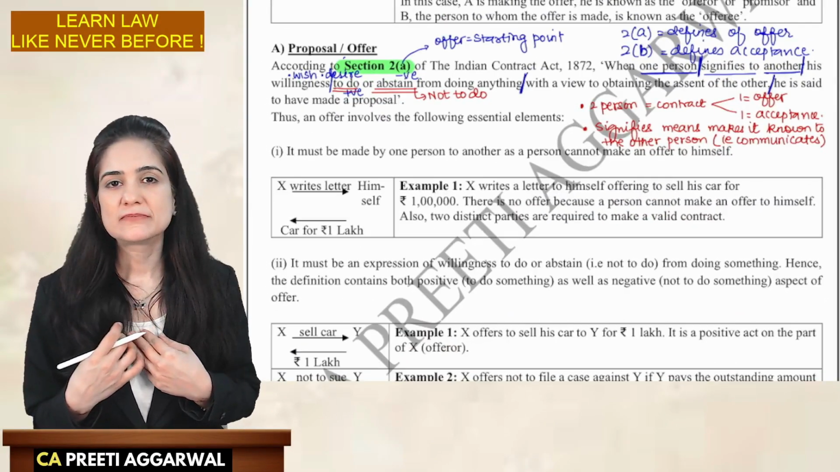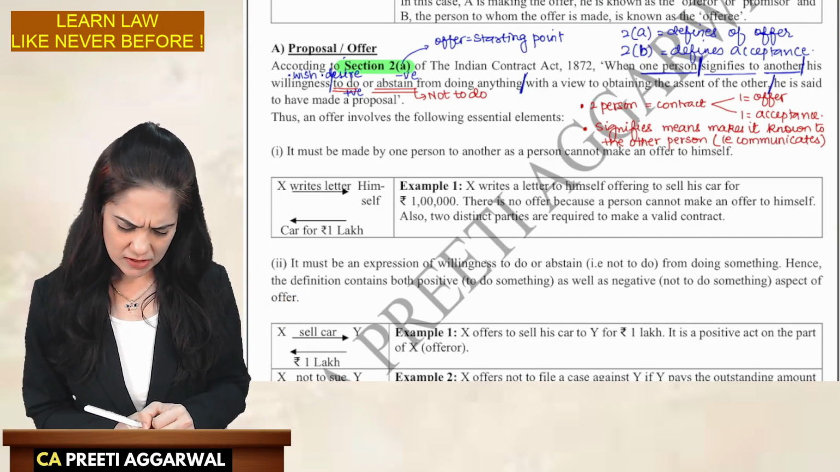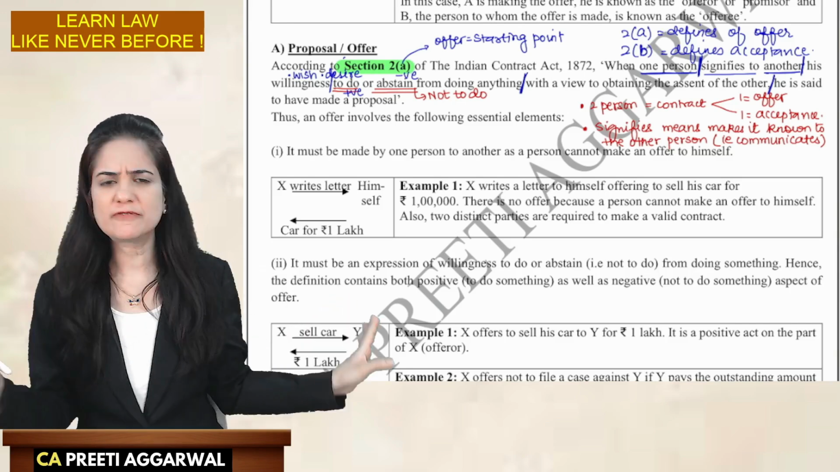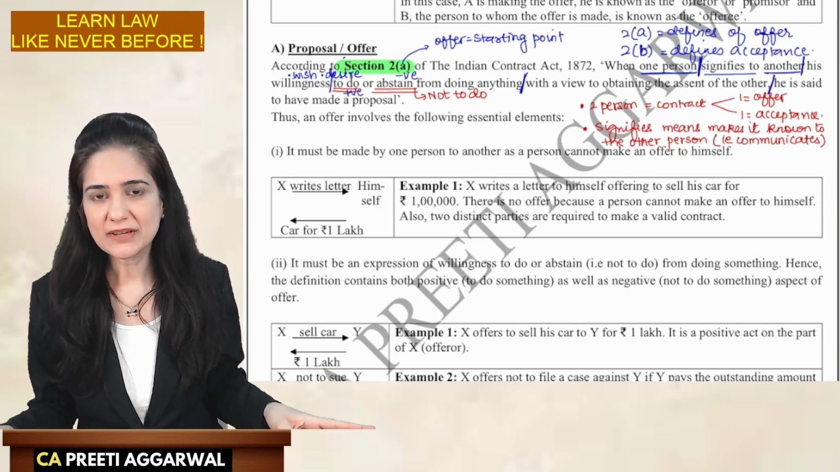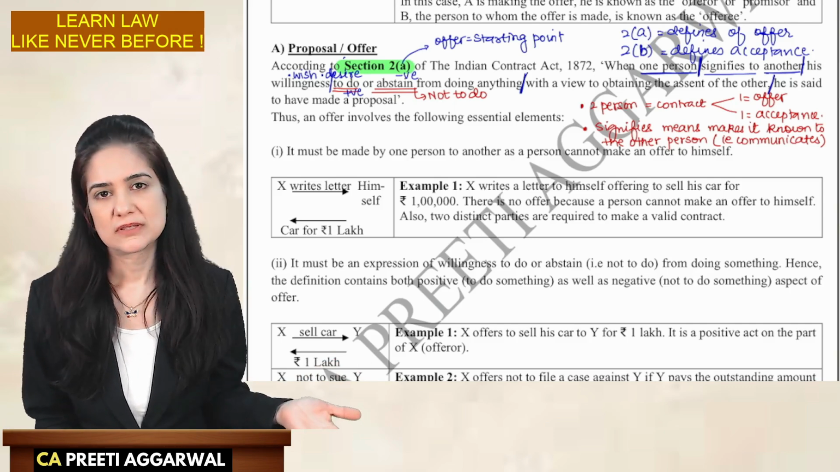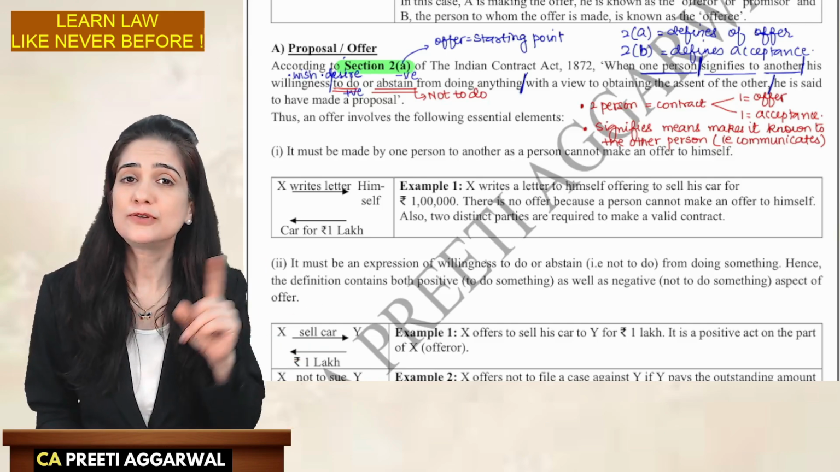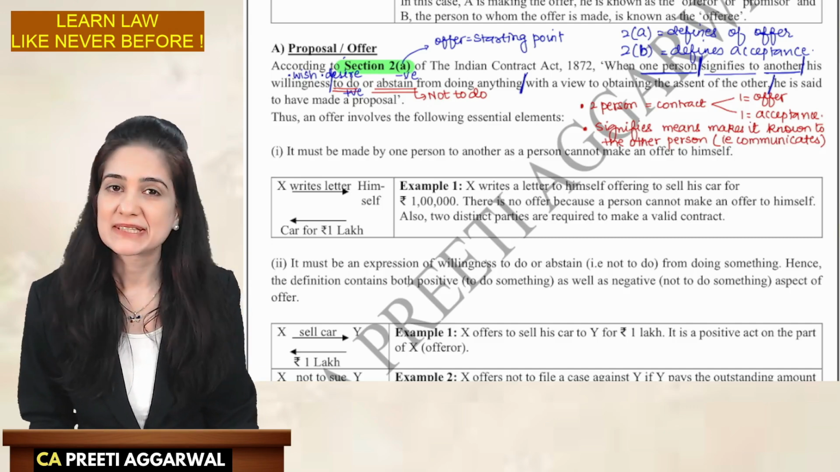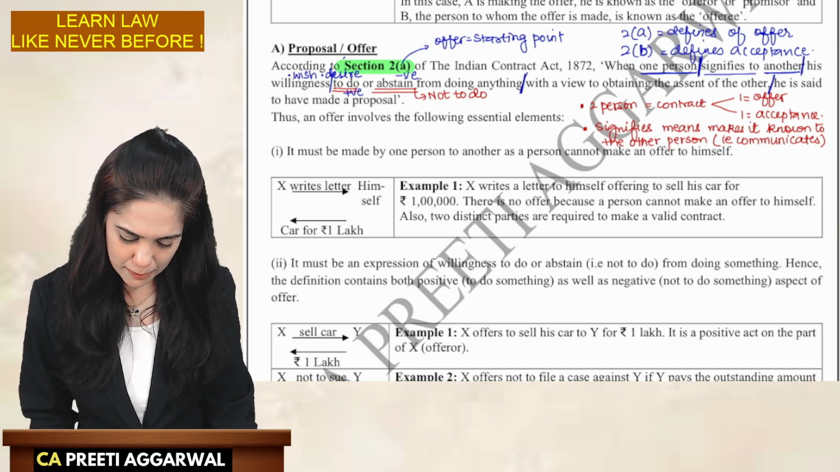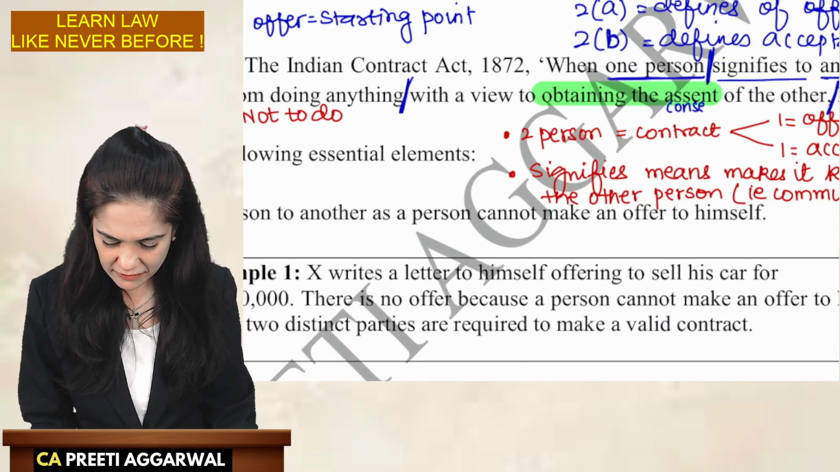When one person signifies, means communicates, to the other person his willingness, his final wish, his desire, either to do something or not to do something. Why are we doing all this? Just to pass time? Am I giving the offer just for the sake of it? No. I am giving the offer so that it is accepted. We are doing this to obtain the assent. Write down the meaning of assent. Assent means consent.